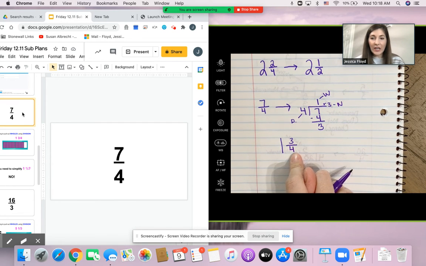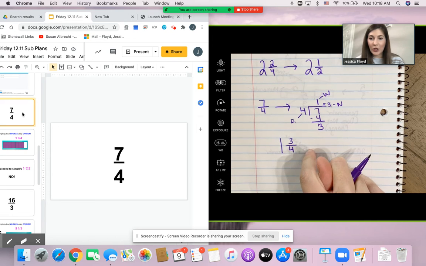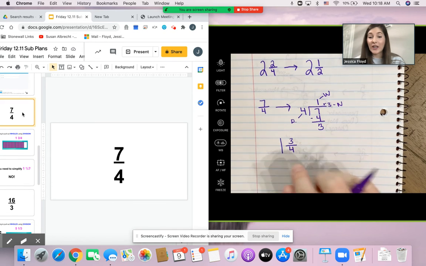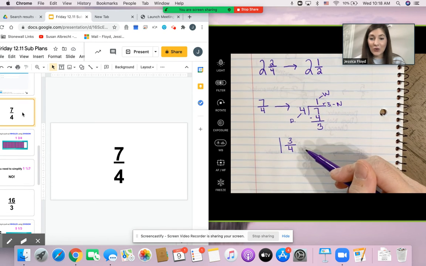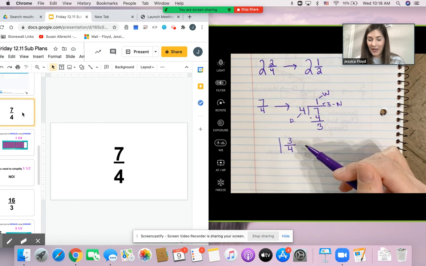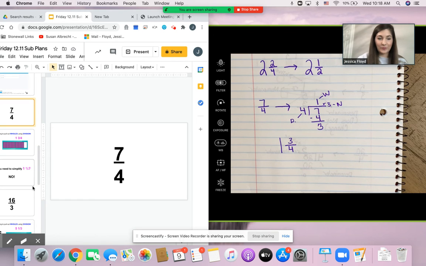Well, we know that if the numerator and denominator are next to each other on the number line, they will not, or I'm so sorry, if our numerator is next to our denominator on the number line, it is already simplified. So 1 and 3/4 is the answer.